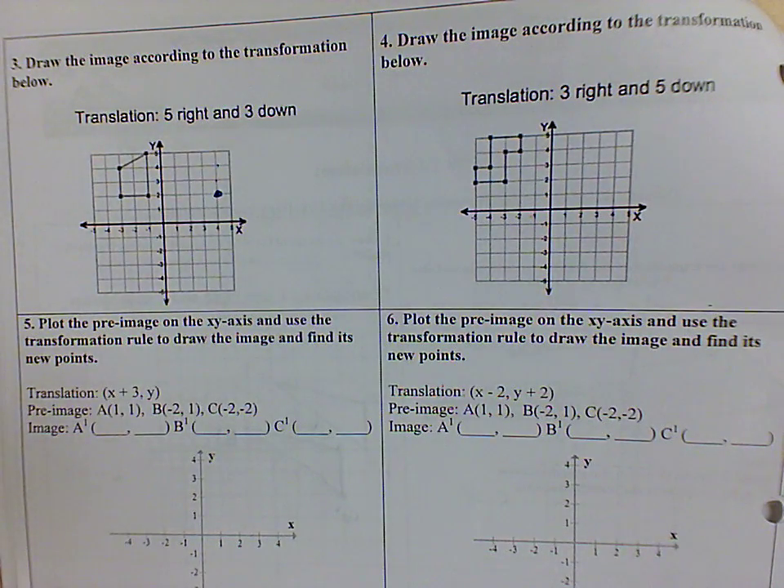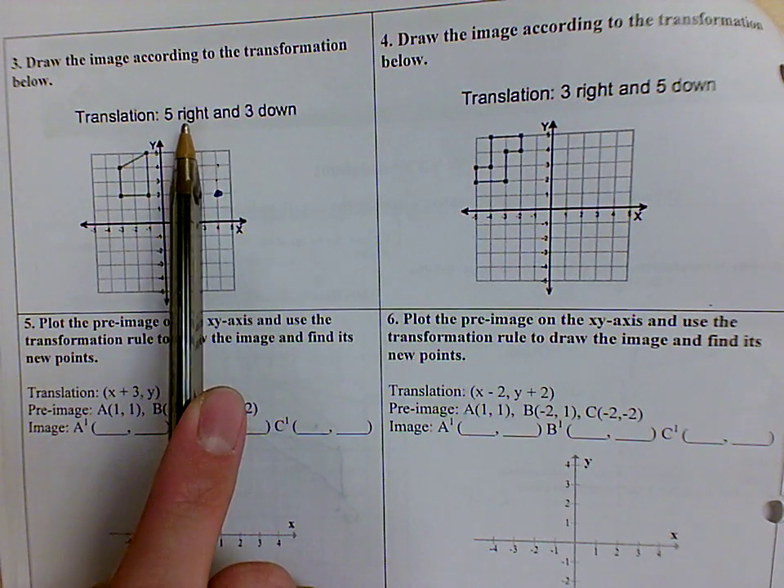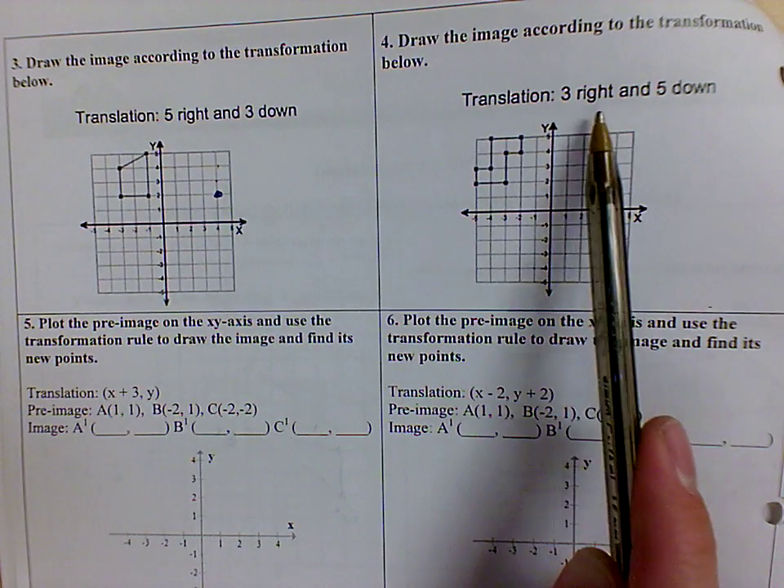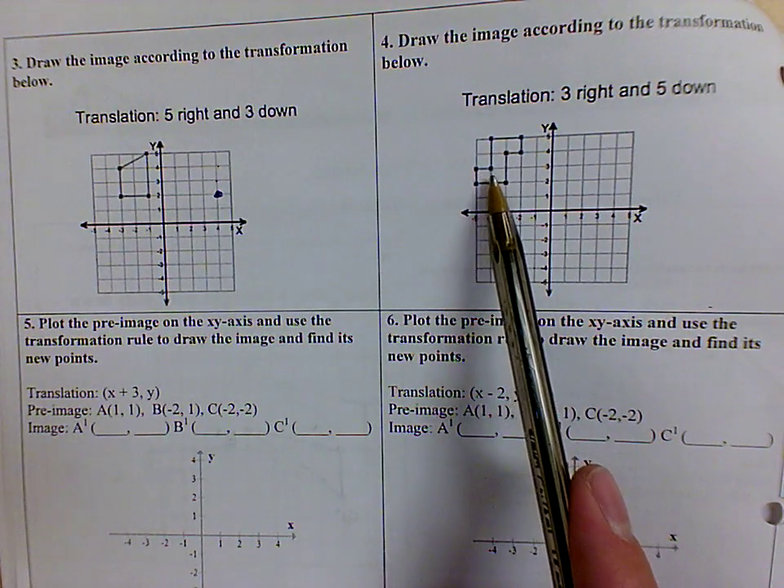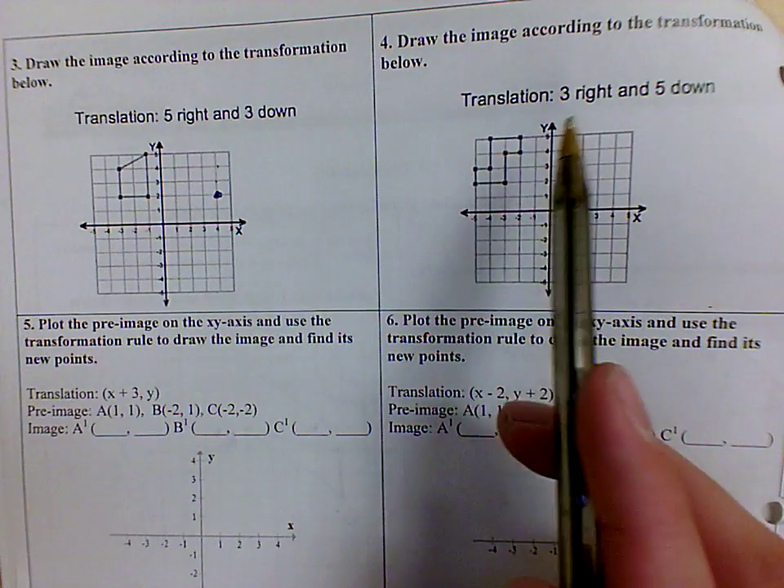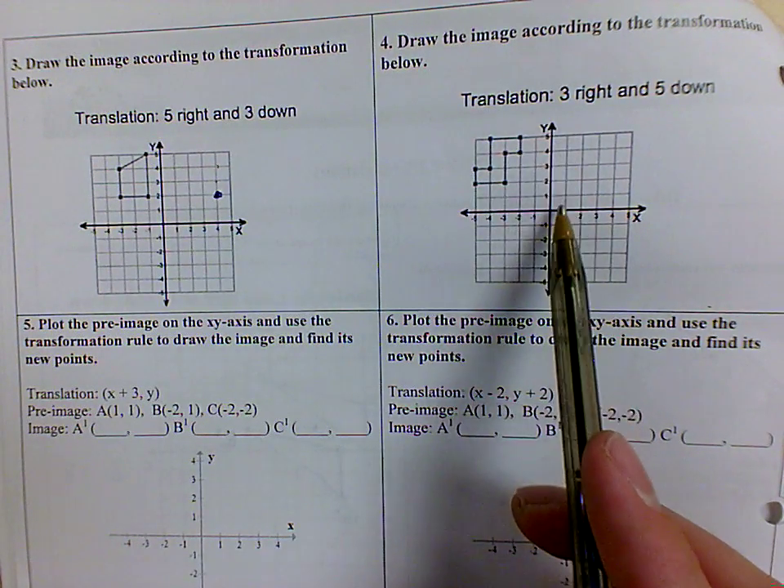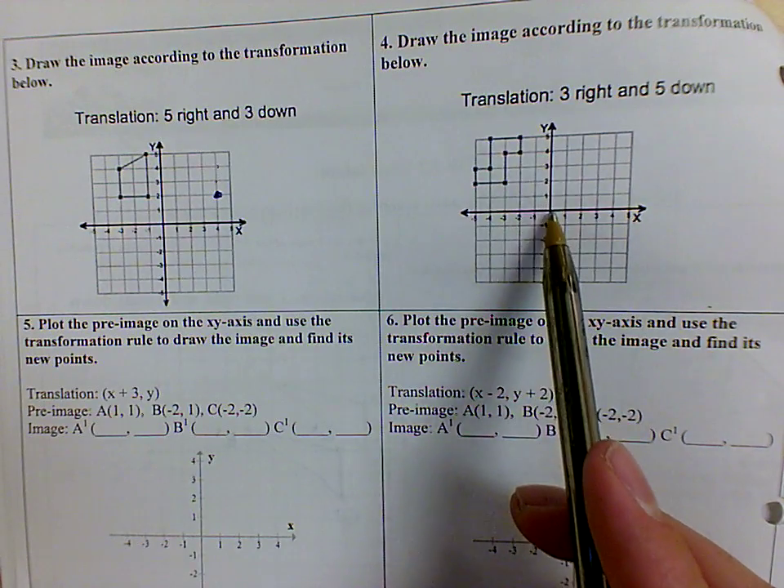You're translating. In this one, you're moving 5 to the right, so each point gets moved 5 to the right and then 3 down. Here, each dot is 3 to the right and 5 down. The only thing more complicated here is we've got more dots, but otherwise you're still doing the same thing for each point. Take each point, move it 3 to the right, 5 down.